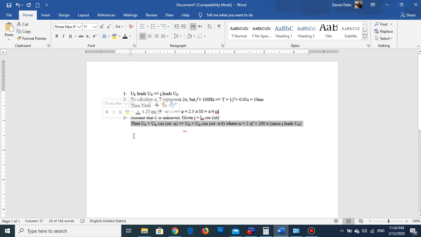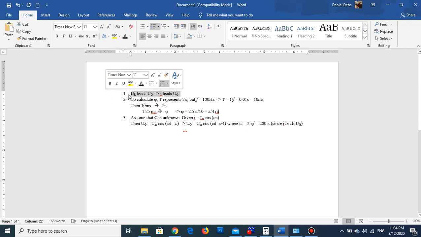So UG must be equal to UM cosine omega t minus phi. Why minus phi? Because as we said before, I leads UG. So if the phase of I is omega t, and it leads UG, then UG must be omega t minus pi by 4. It lags behind I by pi by 4.